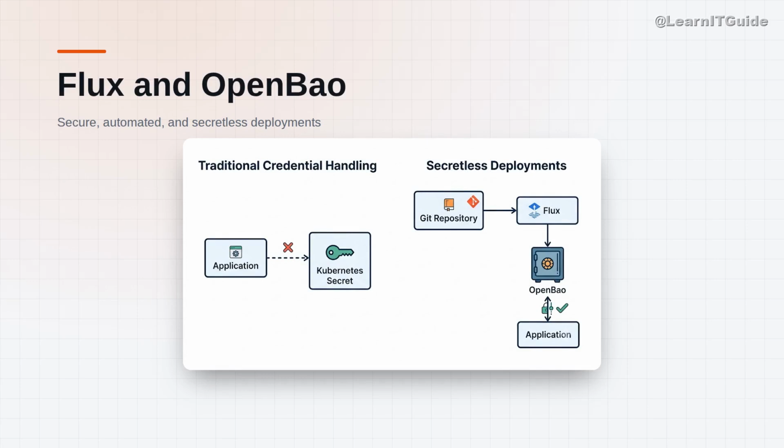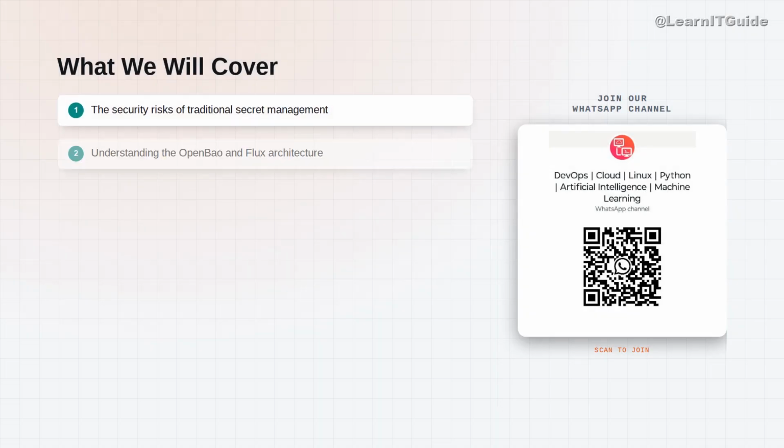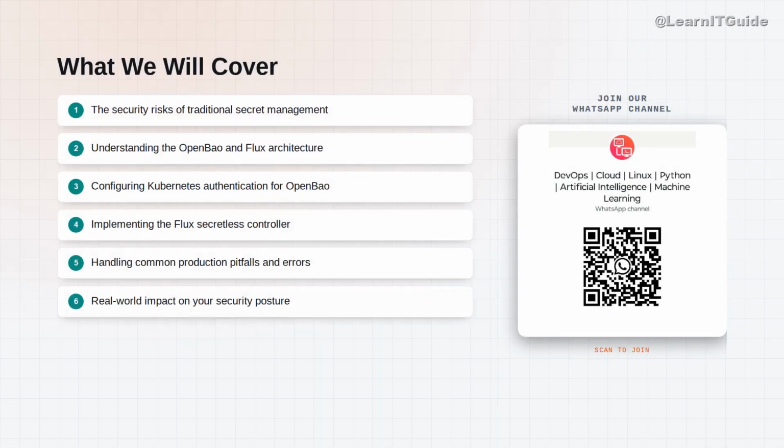Let us look at how it works. Specifically, we will cover the security risks of traditional secret management, the internal architecture of OpenBao and Flux, how to configure Kubernetes authentication, and how to implement the Flux secretless controller. We will also walk through common production pitfalls and the real-world impact on your security posture. These are the topics we are going to cover in this video, so do not skip ahead. Watch all the way through to actually understand this properly.